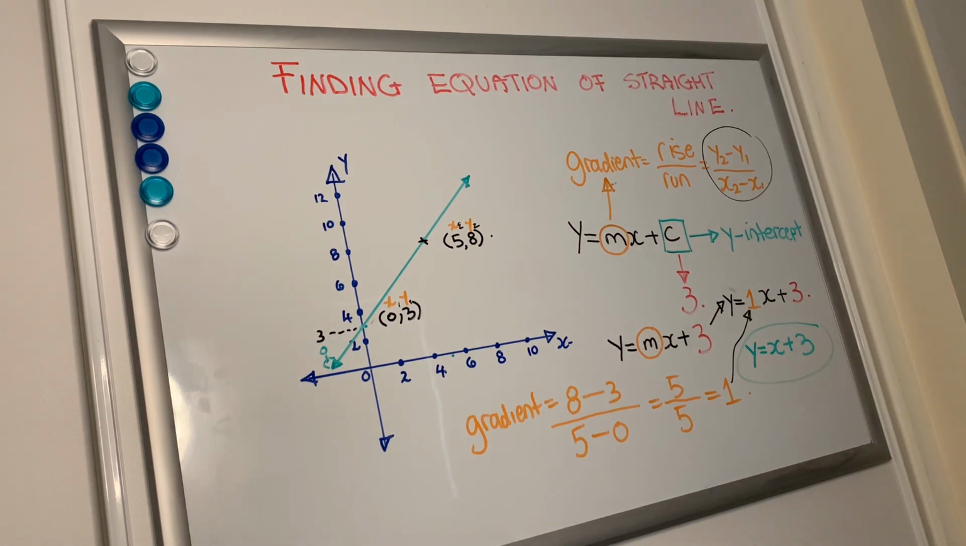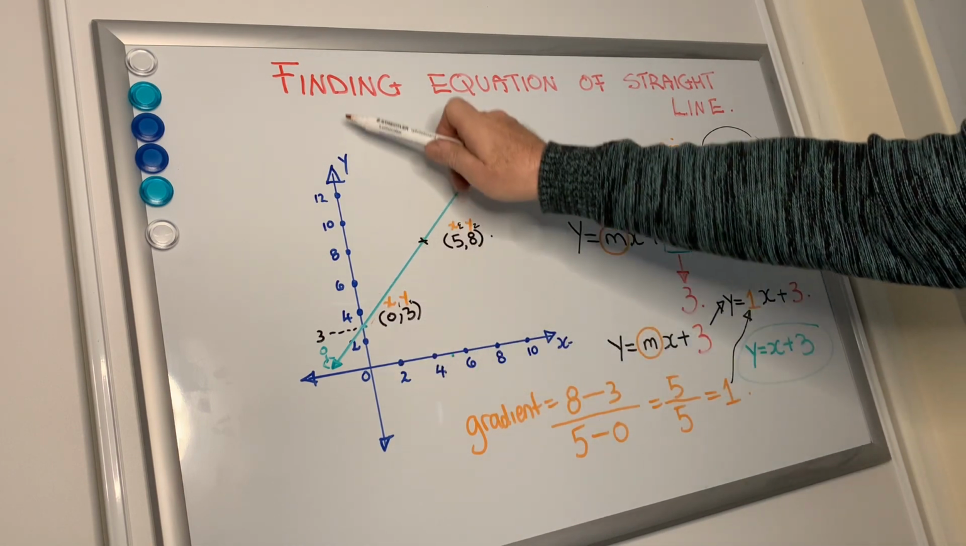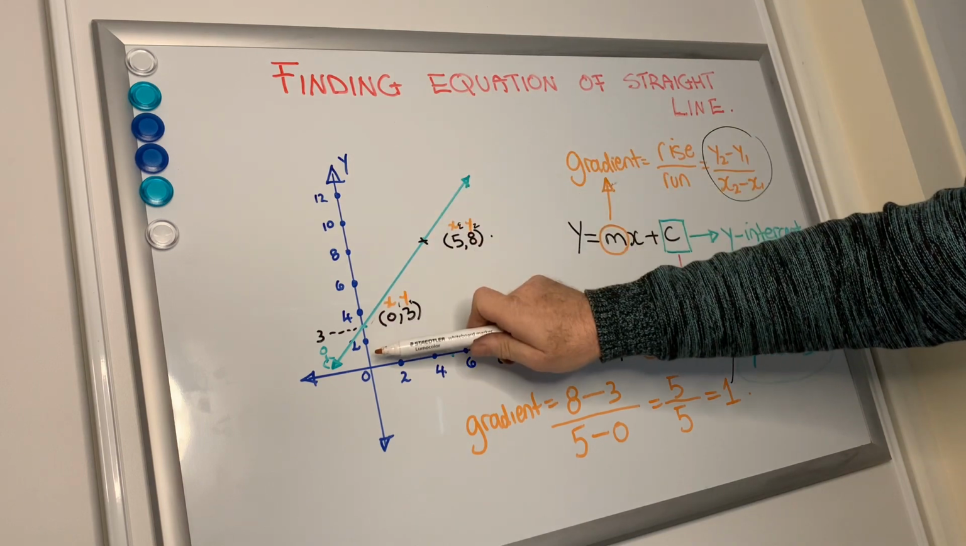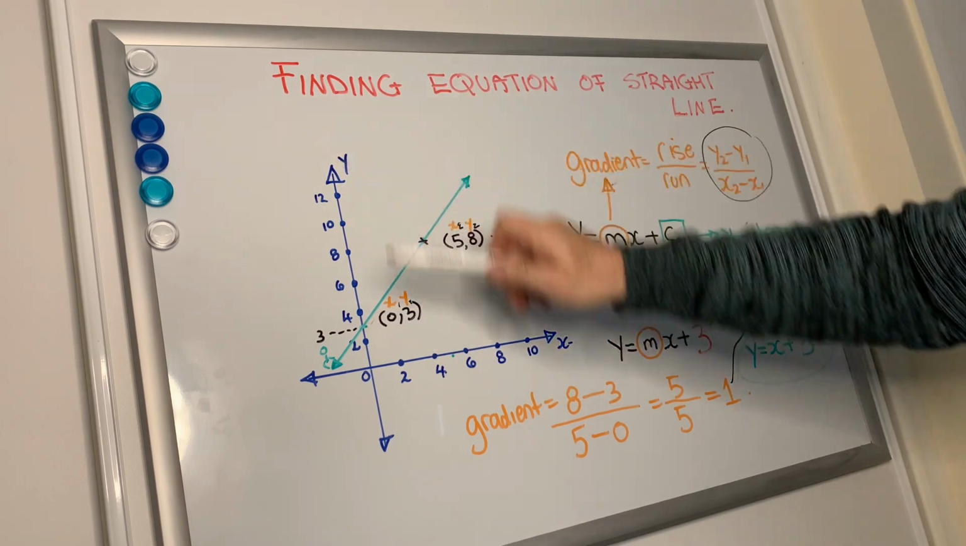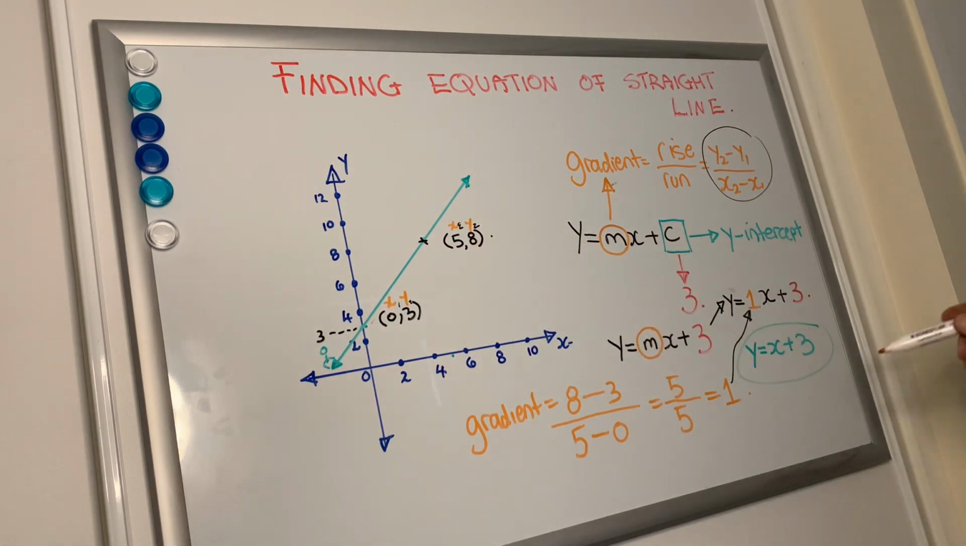Now, what I want to say to you is that when we're looking at the sign, we can see that it is a positive 3. It's definitely in the positive direction, and it's on a positive y. It's not in the negative direction. So 3 is definitely positive, and we know that that sign is a positive. So we've now got y equals x plus 3.